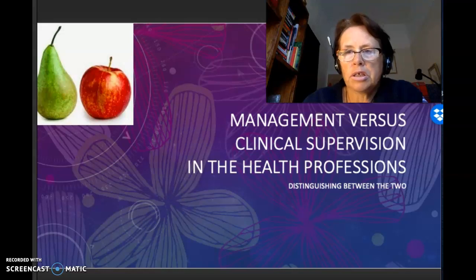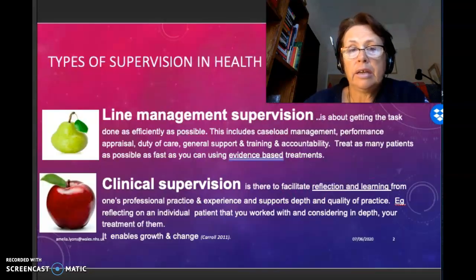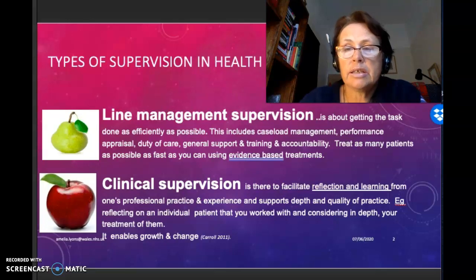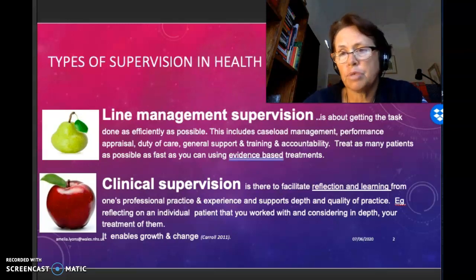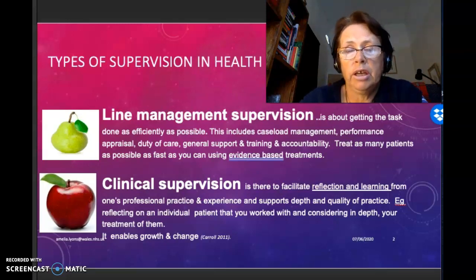A lot of people ask me what's the distinction between management and clinical supervision in the health professions. And a lot of people don't really even see that there is a distinction, or that there's something to understand that's different about the agendas of the two kinds of supervision. So I just want to explain briefly about those here.